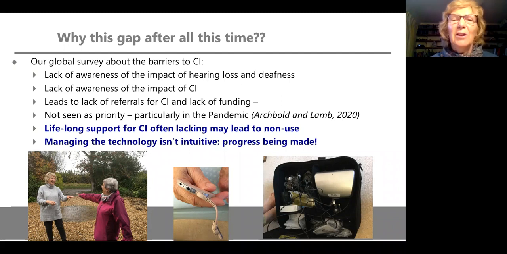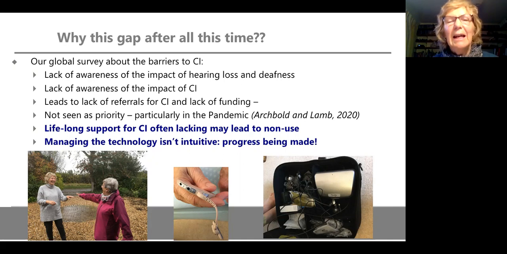Because managing this technology isn't intuitive, as we've just heard. The technology isn't always easy or straightforward to use. If you have a look at the left-hand photograph in the British rain, you'll see my neighbour, Rosemary, who became deaf in her 60s, implanted in her 70s, and she has arthritis, she has macular degeneration, so she's going blind, and she has a husband with dementia. So she has a lot on. A cochlear implant has absolutely transformed her life. Without her implant, she would not be able to live independently, nor would her husband.